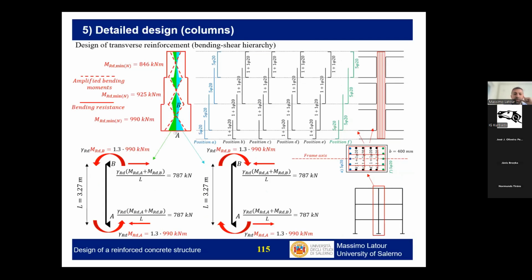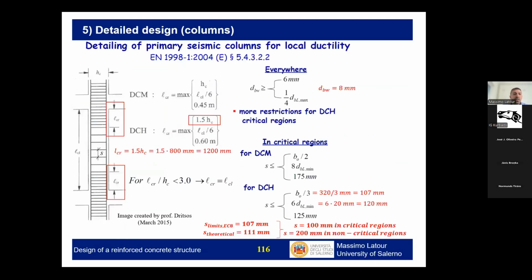And below you find the idea of the shear design of the column. So we will not get again the action from the analysis, but from equilibrium, considering this time the formation of two plastic hinges at the two ends of the columns. Again, we have some rules to be fulfilled also for the columns. So in the critical region, we have a number of restrictions, basically to provide ductility and to provide confinement.